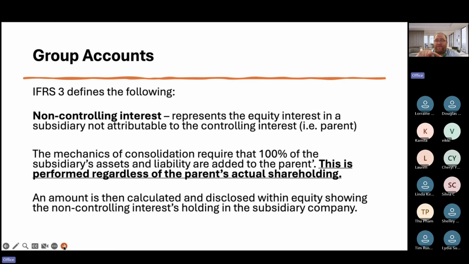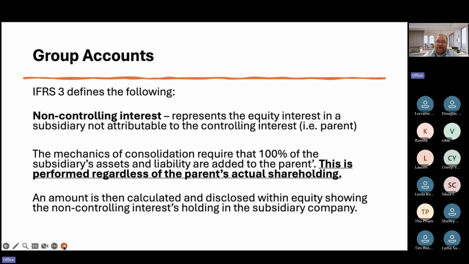And the really important bit, the bit that's bold and underlined, is this is performed regardless of the parent's actual shareholding. So I could own 55% of the company, or I could own 95% of the company. Yeah, and we are still going to do the same thing. We are going to consolidate 100% of the subsidiary's assets and liabilities and add those to the parent. Yeah. And then the bit that we do after that is we make the adjustment for non-controlling interest.